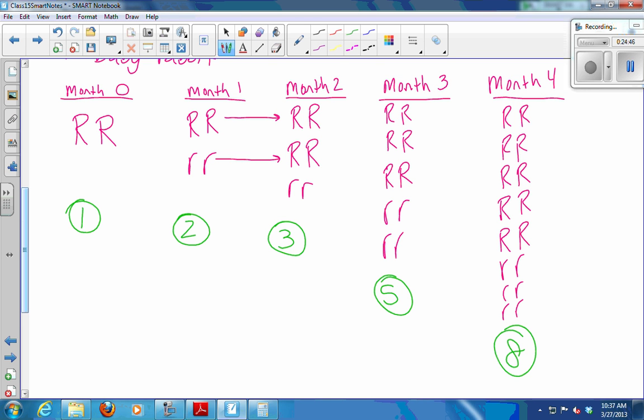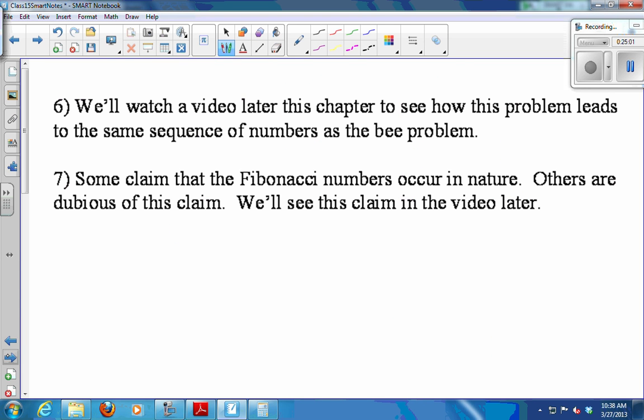So this is where the numbers got their name. Fibonacci published this problem in a book, and noted this interesting pattern of numbers. He said, oh, look at these numbers that show up. Each one is the sum of the previous two. Okay. So some claim that the Fibonacci numbers occur in nature. Some are dubious of this claim. We will see lots of examples of places where we see it.